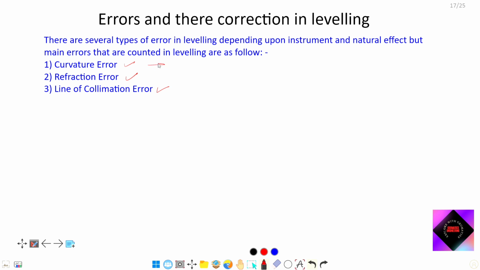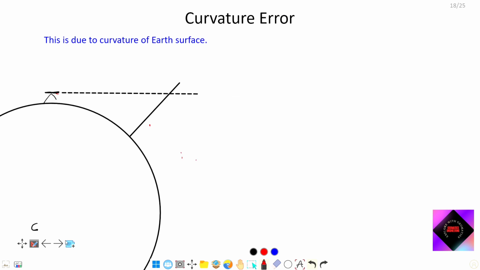Curvature error is due to curvature of the earth surface. Refraction error is due to atmospheric refraction. We will see them one by one, and we will derive the formula also. And line of collimation is an instrumental error in the leveling instruments, especially in dumpy level and auto level. So let's start with curvature error first.